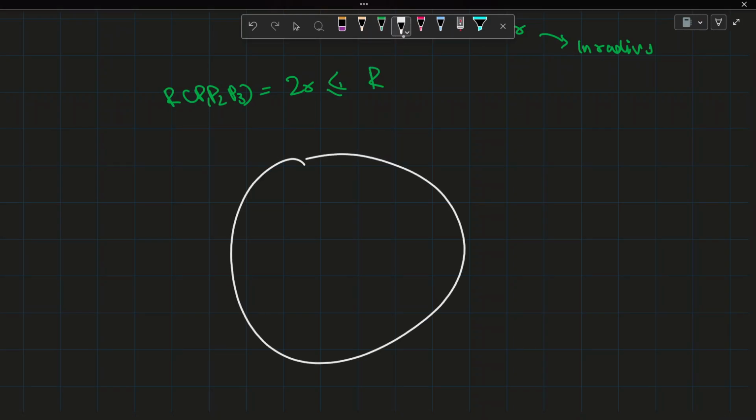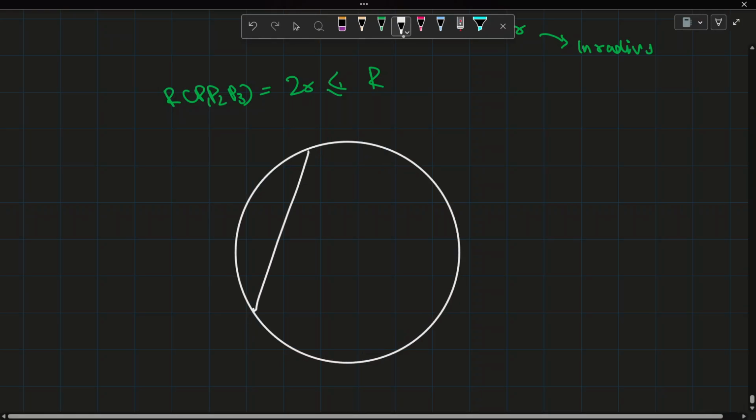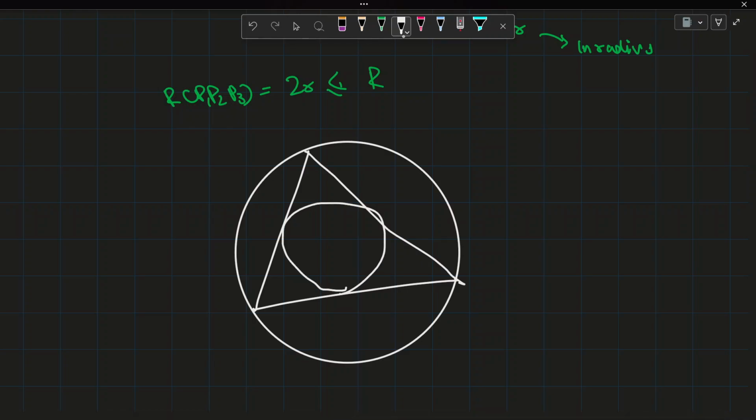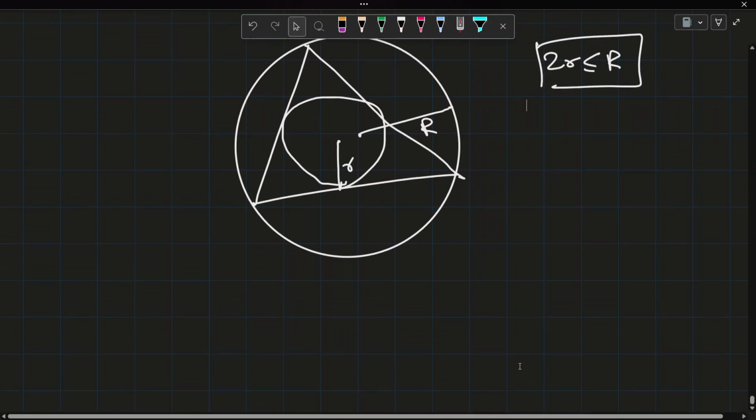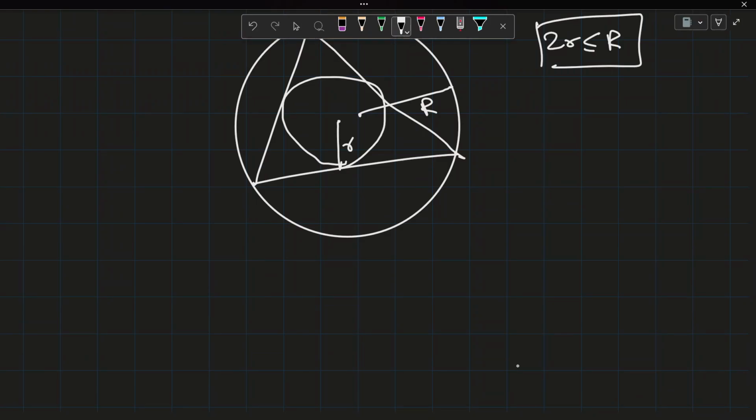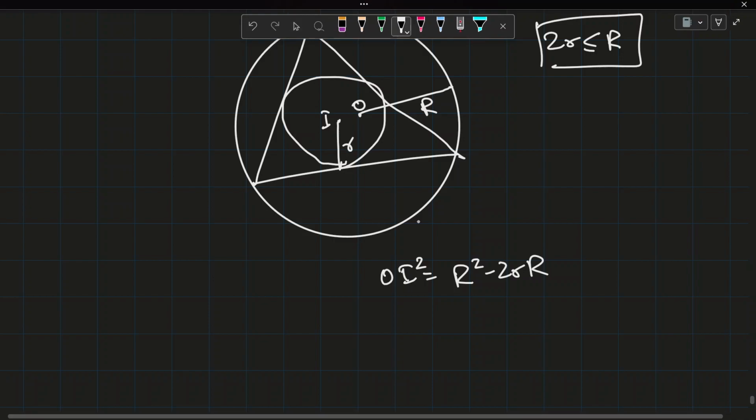So what we are left with is, we are given a circle and we are given 3 points and there is an incircle. So we need to prove that if this radius is equal to r and the radius of the larger circle is capital R, then 2r is less than or equal to capital R. For this, I will use a well-known inequality. So suppose this is the incenter I and this is the circumcenter O. So OI squared is basically equal to R squared minus 2Rr. Okay. So R squared minus 2Rr, and obviously OI squared is greater than or equal to 0.